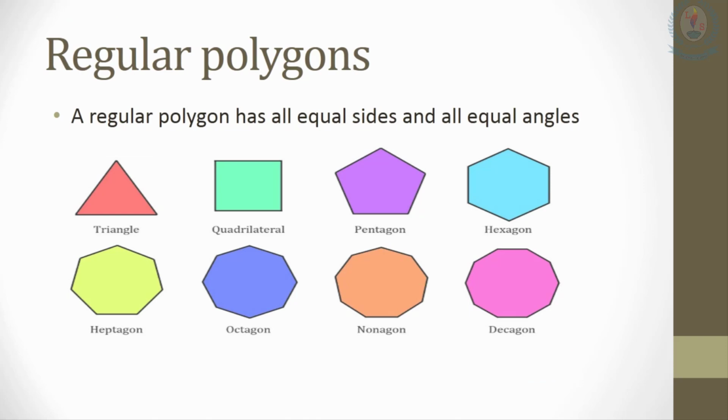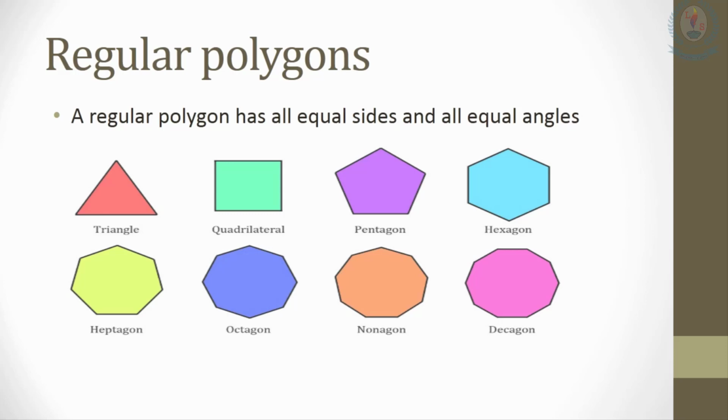We can classify polygons as regular or irregular polygons based on the lengths of their sides and the sizes of their angles. Look at these figures. You can see all the sides and all the angles are equal. In all the figures, all the sides and all the angles are equal. So these are all called regular polygons. A regular polygon has all equal sides and all equal angles.